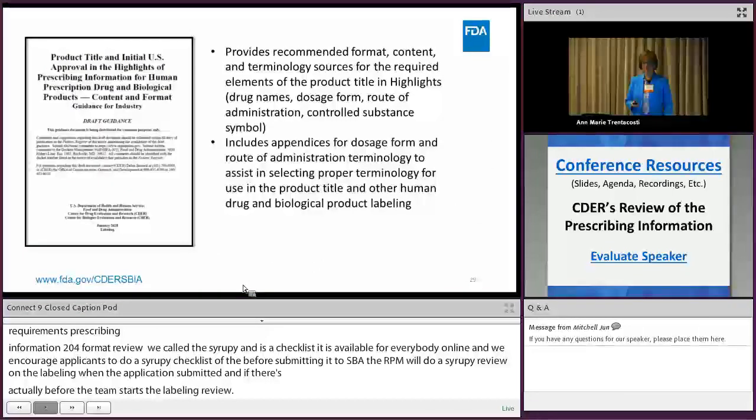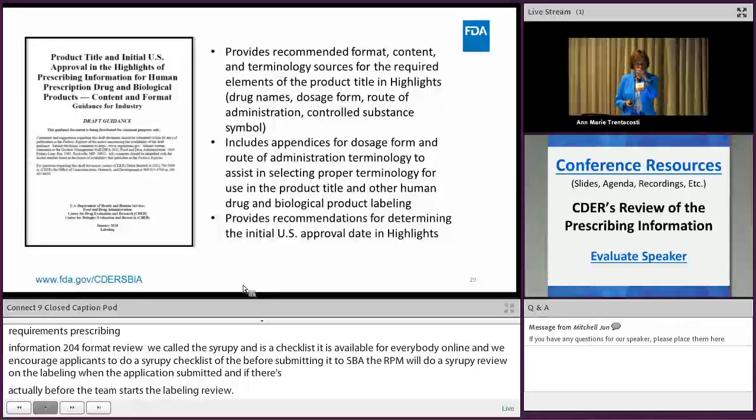This guidance, the product title and initial U.S. approval, as I showed you before, are those 2 lines in highlights. And we actually developed a 39-page guidance on 2 lines. So that shows you that the information is actually more complex than you can imagine. But this guidance tells you what to include in those 2 lines. And also provides information on how to select the initial U.S. approval date, which actually could be a little complex, let's say for fixed dose combinations. How do you decide what date to put in there?